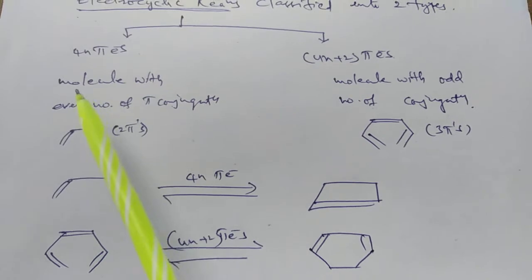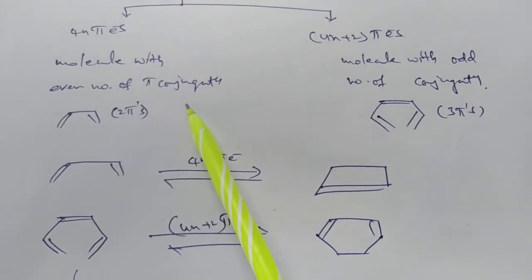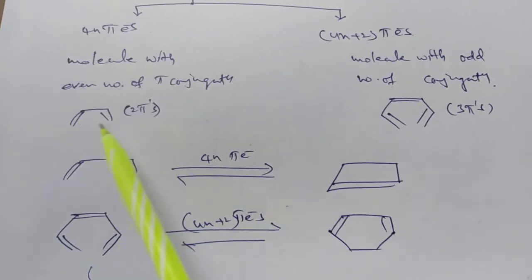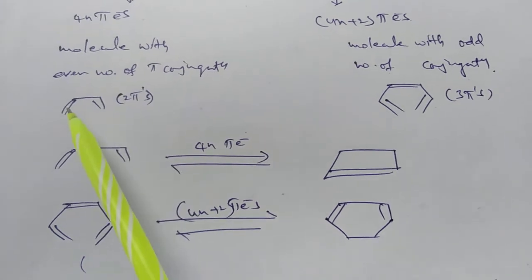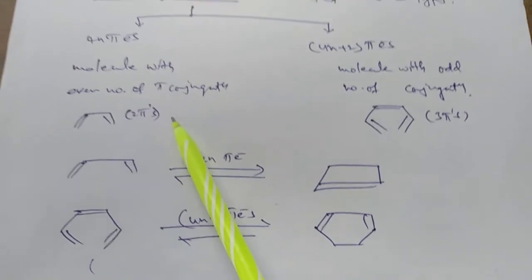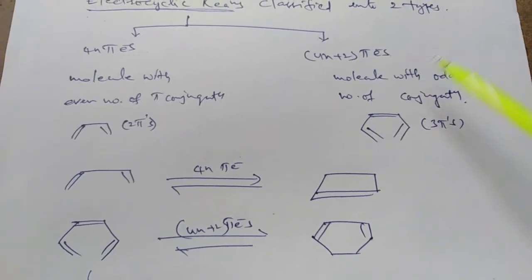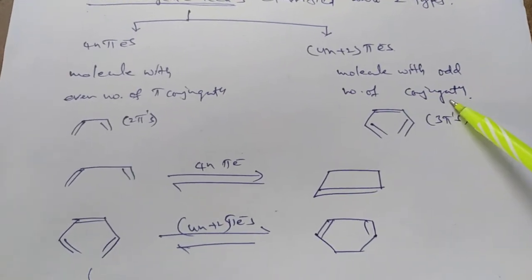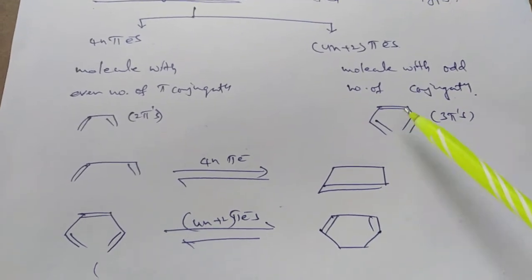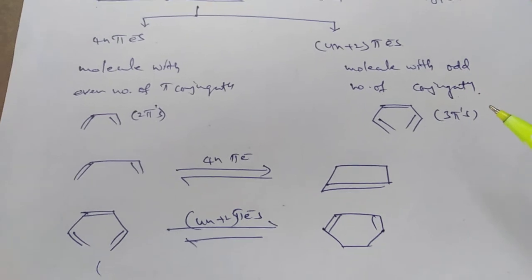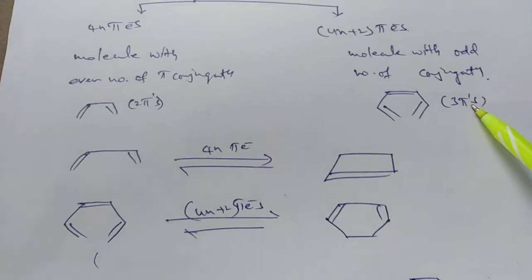In the case of 4n pi electrons, the molecule has an even number of pi bonds, for example 1,3-butadiene has 2 pi bonds, 1, 2. But in the case of 4n plus 2 pi electrons, the molecule has an odd number of pi bonds, for example 1,3,5-hexatriene has 3 pi bonds, 1, 2, 3.